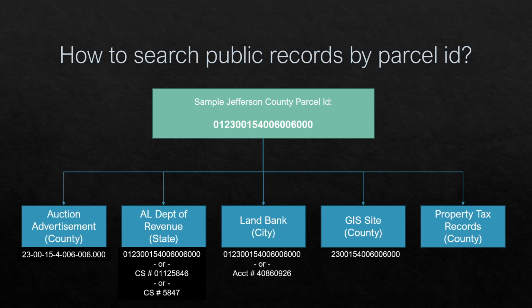But if you're going to search on the property tax records site, which is also the same county, same IT department, they're going to use the parcel number with spaces in it and a dot, but no dash. So if you're not confused yet, then you're much smarter than me.